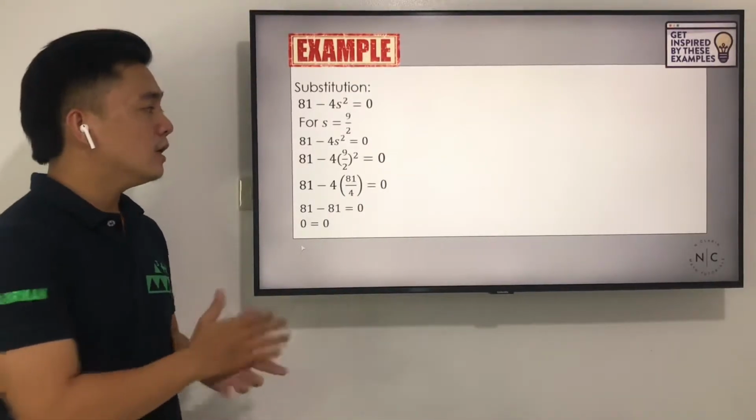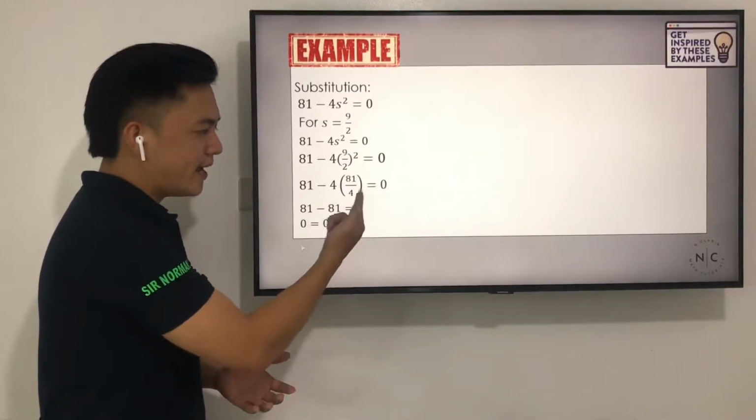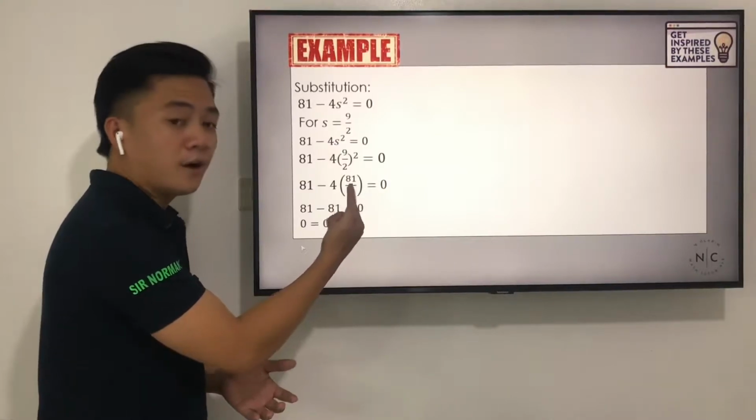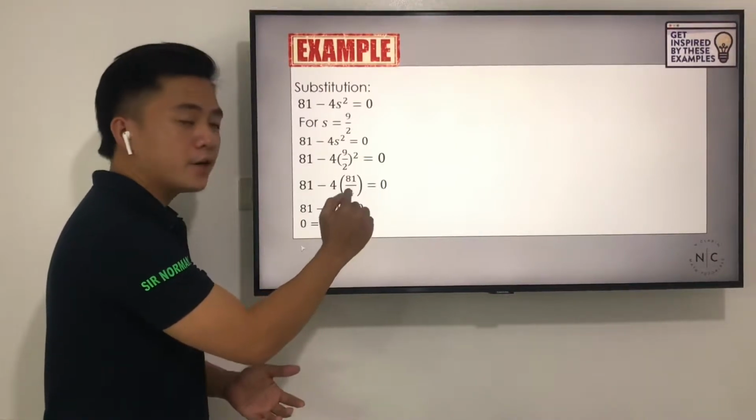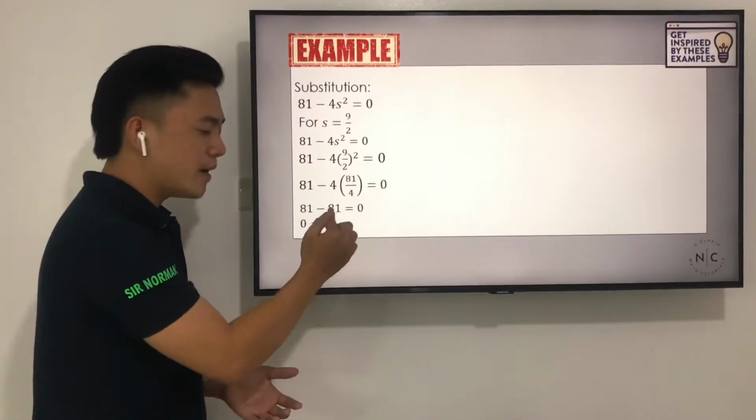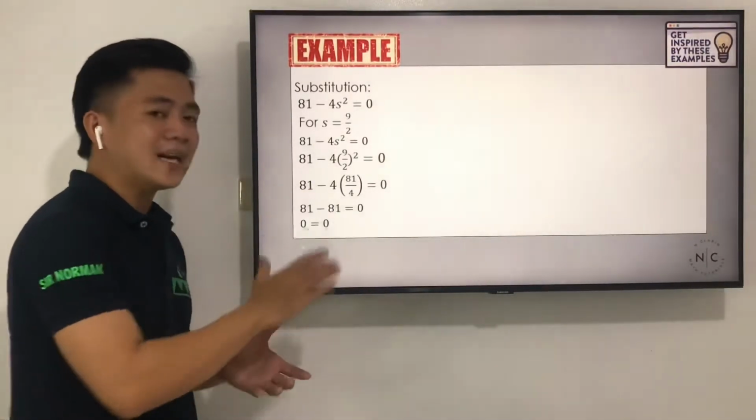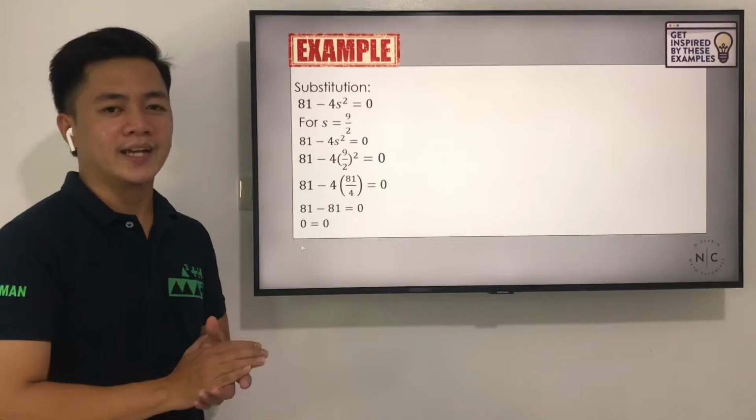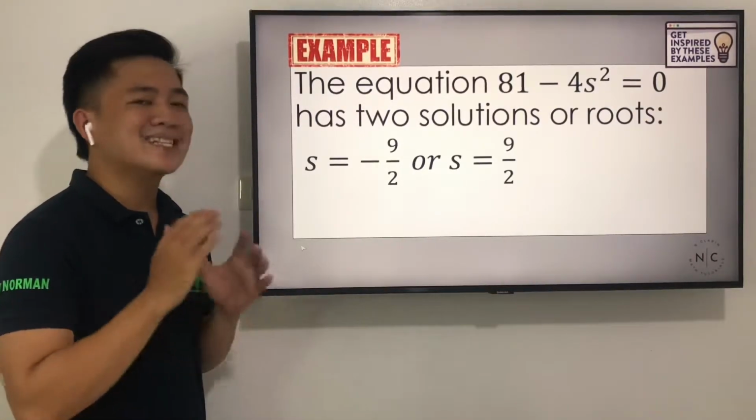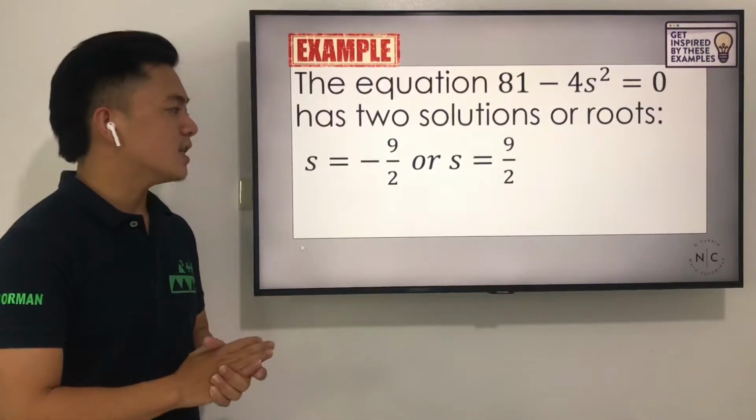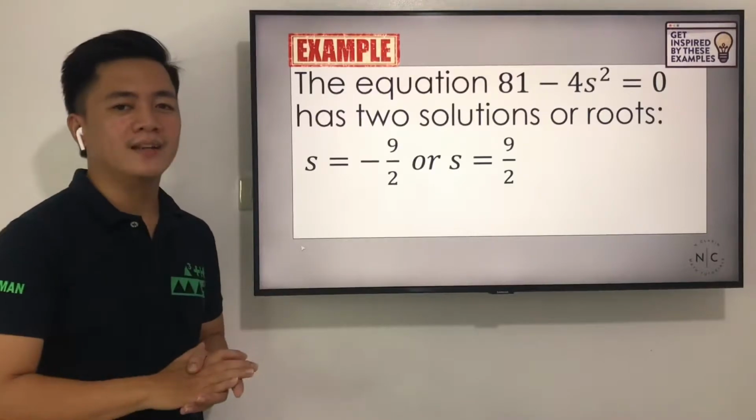Same process tayo. 9 over 2 naman yung gagamitin natin, yung positive. So same process. So ang mangyayari is positive naman yan, magiging 81 over 4. So ang lalabas is 81 minus 4 times 81 over 4 is equal to 0. Same process, 81 minus 81 is 0. So the answer is 0 is equal to 0. Which means yung dalawang answer natin are correct. Therefore, the equation 81 minus 4s squared is equal to 0 has two solutions or roots. So, eto sila. S is equal to negative 9 over 2 or S is equal to 9 over 2.